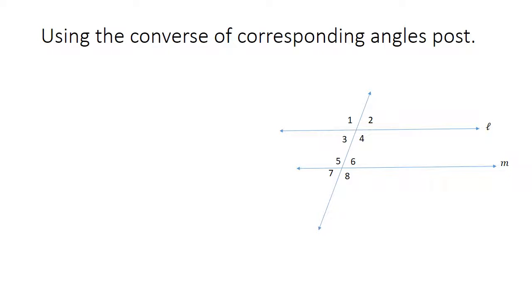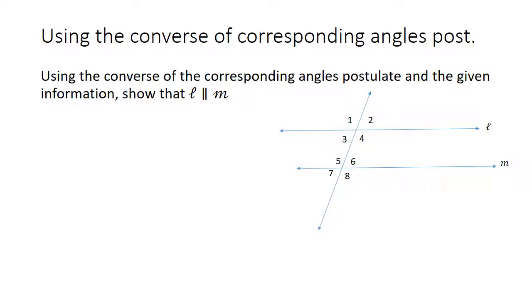So let's use that one. We're going to use the picture here and the converse of the corresponding angles postulate to show that L is parallel to M. If we know that angle 1 is congruent to angle 5, these two are corresponding angles, and so using the converse of the corresponding angles postulate, we can say that L is parallel to M.